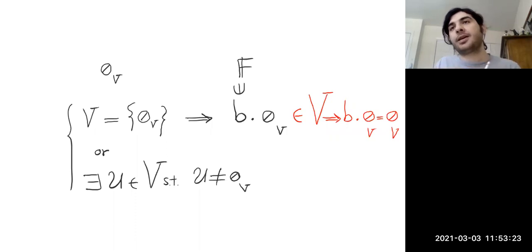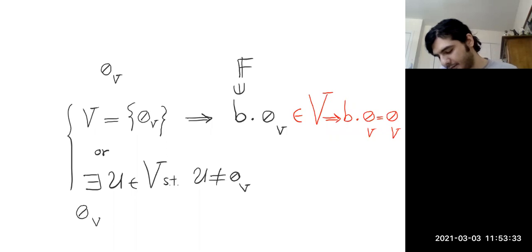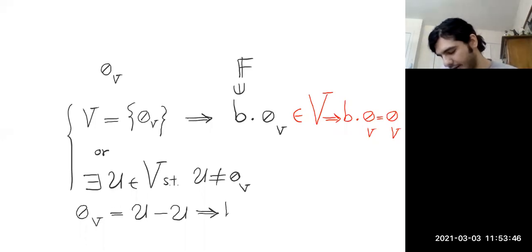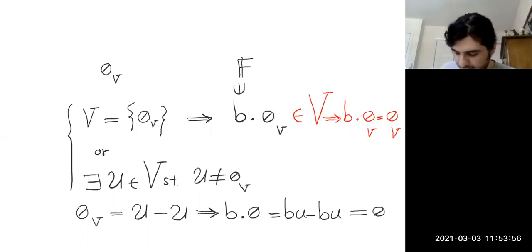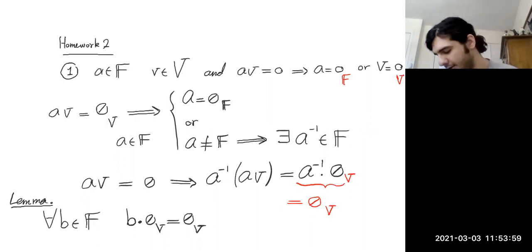Now, in the second case, where our vector space has non-trivial elements, or things but 0, we can say 0 in the vector space is equal to u minus u, right? And then we can multiply both sides by that. And bu minus bu is 0. Anyway, this is kind of trivial. It's just explaining more than I should. But anyway, this is 0. The right-hand side is 0. Therefore, A inverse times AV is 0.